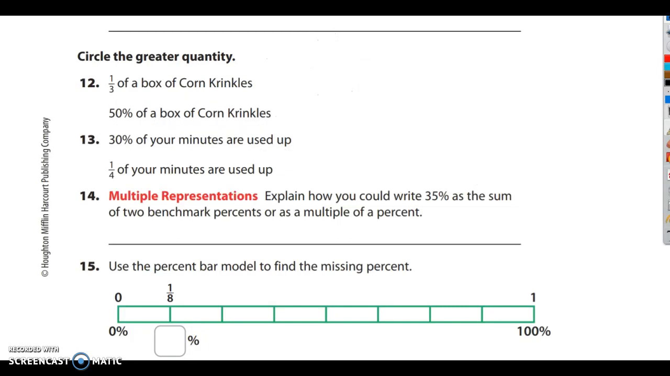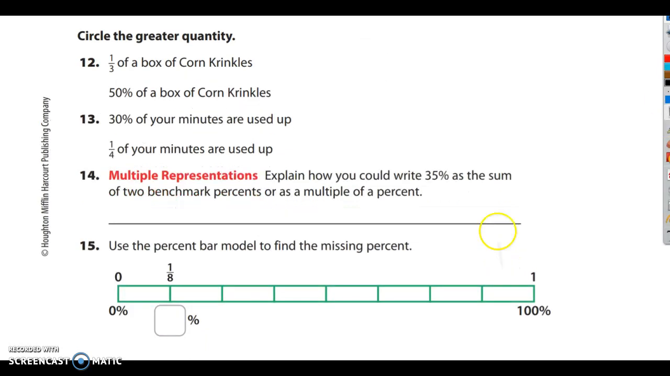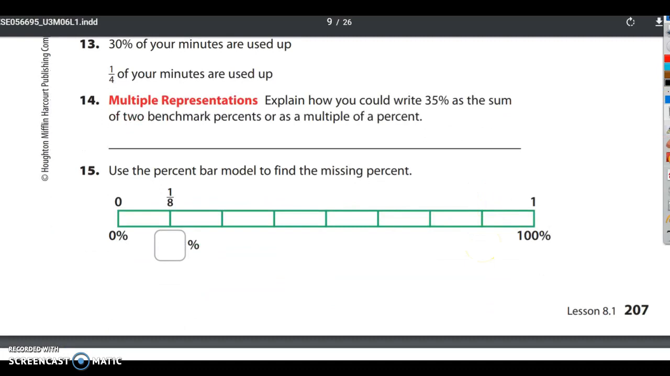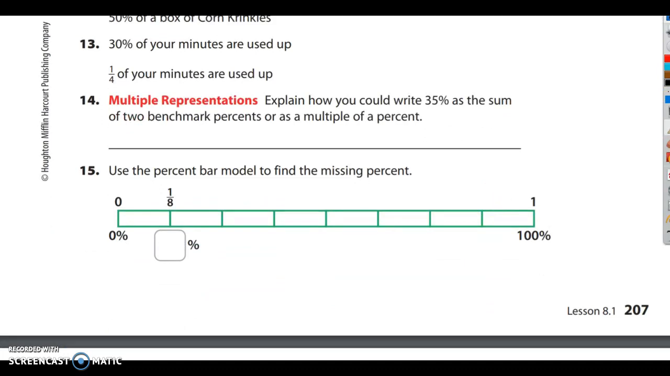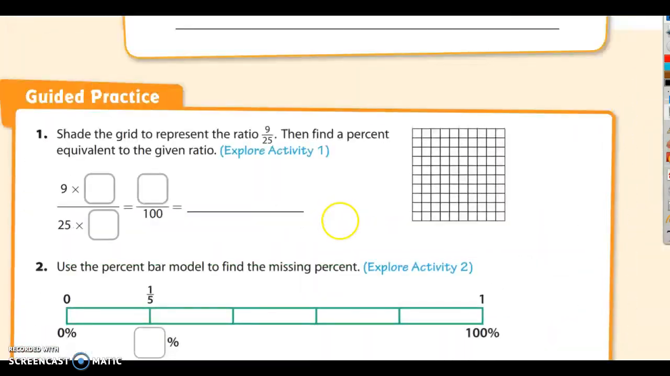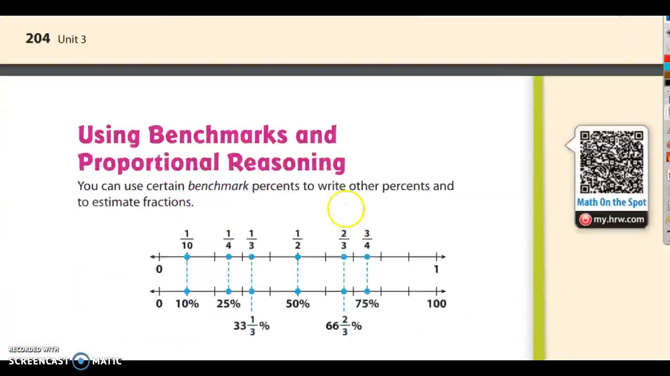Alright, questions number 14 and 15. Number 14 reads, explain how you could write 35% as the sum of two benchmark percents. Sum means addition, so we're going to go look for two benchmarks that would add up to 35%. That's not going to be hard at all. I think they're probably both going to be on this benchmark page. So I'm going to go back to, it's right here.